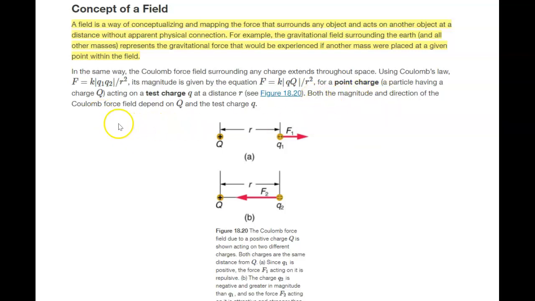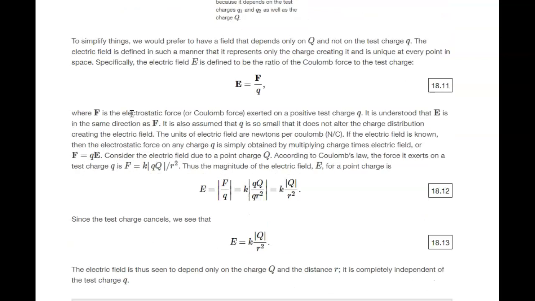So the magnitude and direction of the force field also depends on the charges. So the equation is, basically we have a field that depends on the charges. So we're finding the electric field now, and that's going to be the amount of force over the charge, and that we consider a test charge. So that's one of the equations.